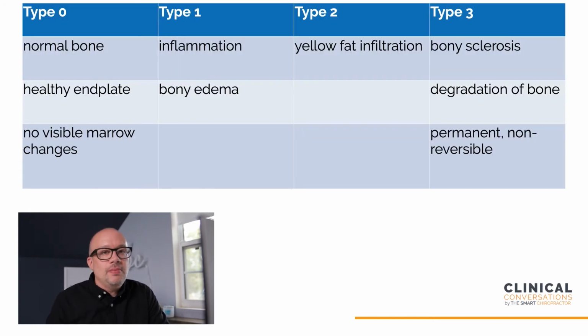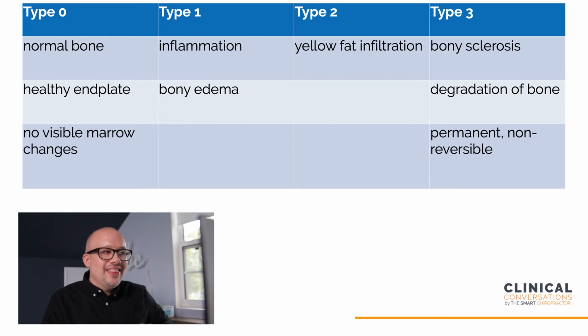So what are some of these types of Modic changes? There's type 0, which is no Modic changes, then type 1, type 2, and type 3. Type 0 is where there are no changes: normal bones, a healthy end plate, and no visible marrow changes. So that's normal. Type 1 is inflammatory and there is bony edema. If you remember when we started this conversation, type 1 highly correlated with pain. Why? Because it's inflammatory. Type 1 Modic changes are inflammatory by nature.